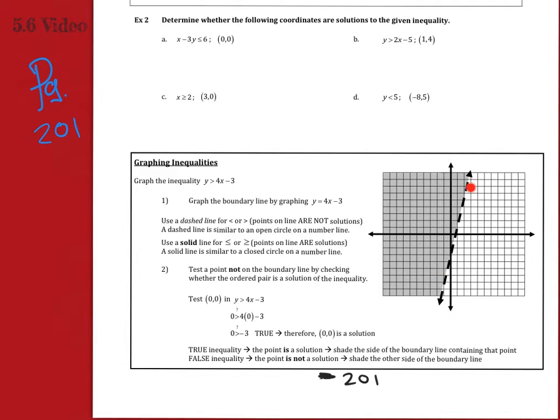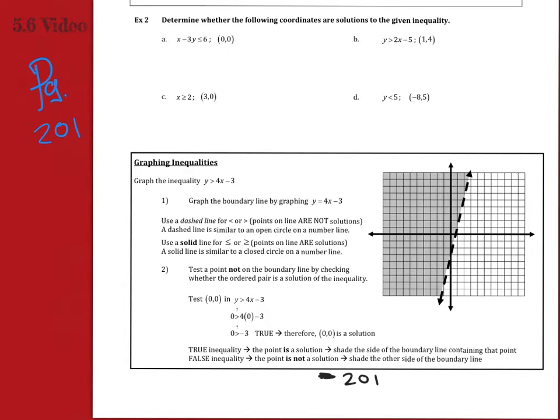Okay, but you might be wondering, why is it dotted? Well, the reason it's dotted, or dashed, is because it's just less than or greater than. In this case, it's just greater than. So what we're signifying is that the points on the line are not solutions, okay?